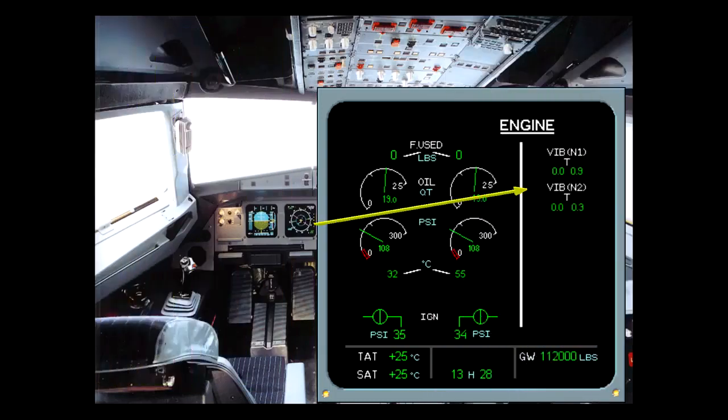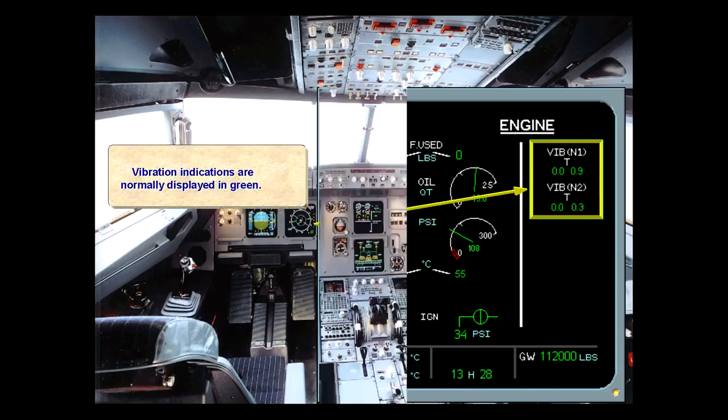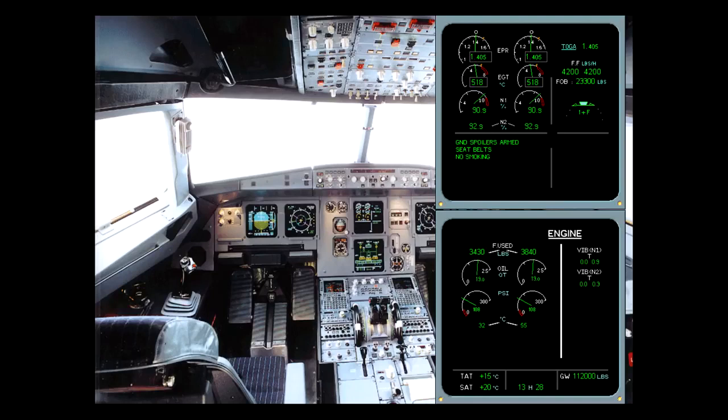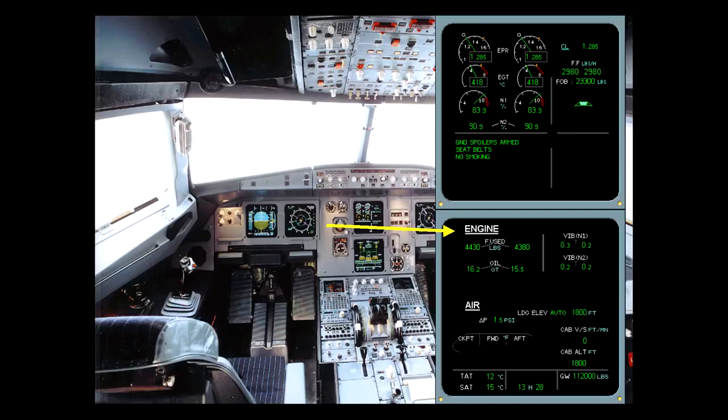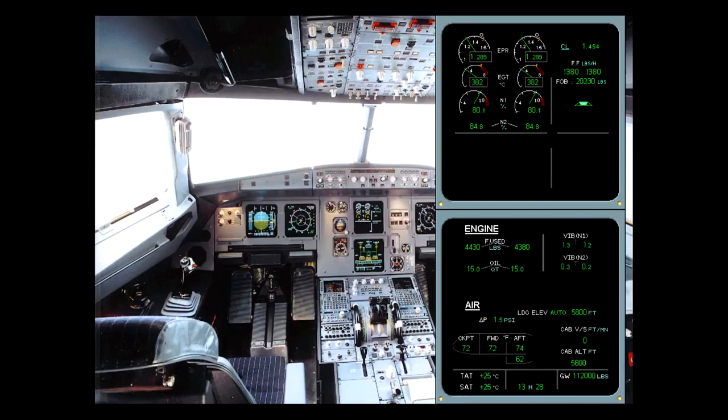Vibration indications are normally displayed in green. At 1500 feet AGL, the engine ECAM page is replaced by the cruise page on the system display. The cruise page displays the fuel used for each engine, the oil quantity for each engine, and the vibration level for N1 and N2.